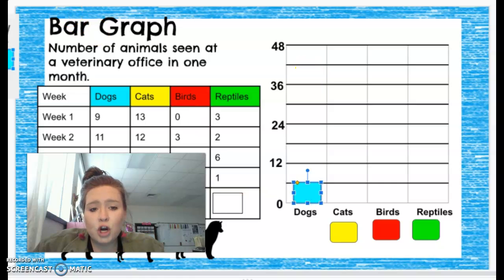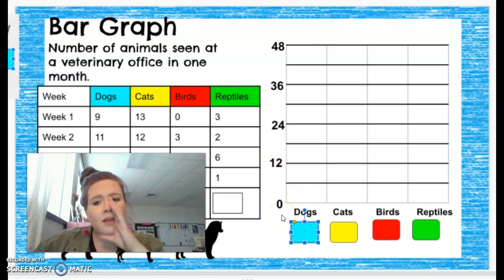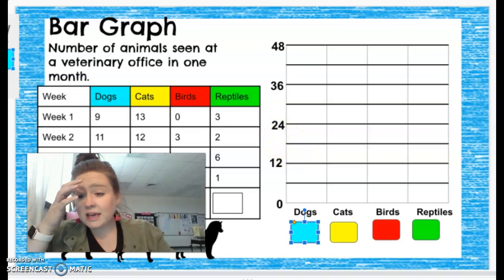Okay, remember, this does not go 0, 1, 2, 3, 4, 5, 6, 7. This goes 0, 12, 24. What's going to be halfway between 0 and 12? I'll give you a little hint. It's 6. Okay, 6 is there. So if this is 6, you're going to count 6 more to 12. You're going to count 6 more to this number. Count 6 more to this number. So just make sure that you're doing that correctly.